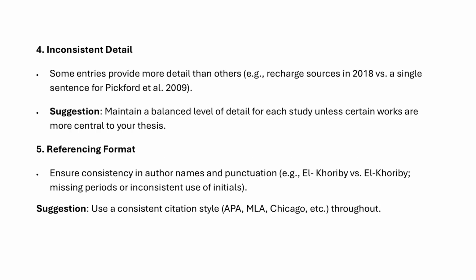Number 4, inconsistent detail. Some entries provide more detail than others. And the suggestion is to maintain a balanced level of detail for each study unless certain works are more central to your thesis. Number 5, referencing format. It says ensure consistency in author names and punctuation, and it gives an example. And the suggestion is to use a consistent citation style, and they are giving 3 examples here throughout the literature review.